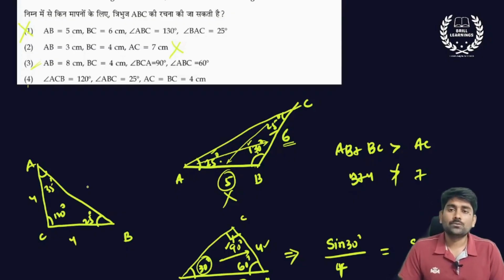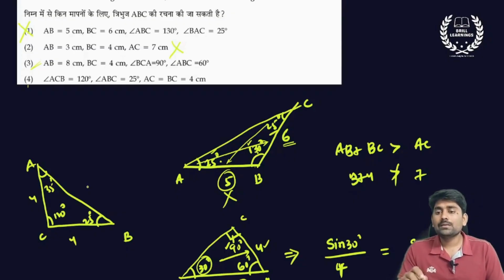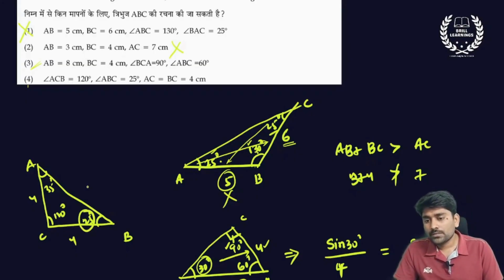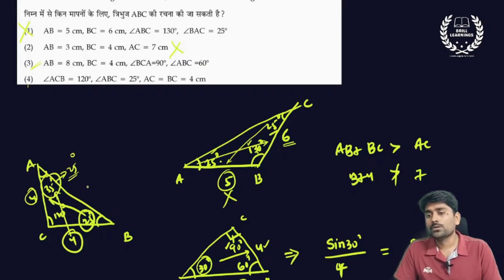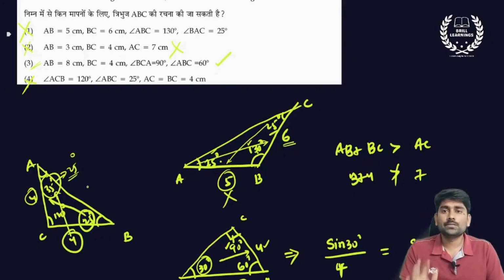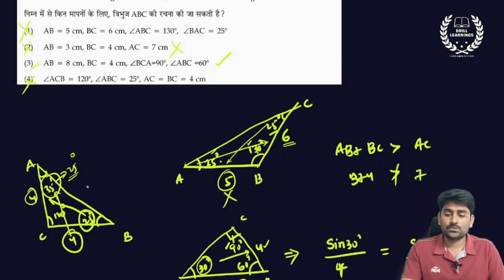What I have told you just now: for any triangle, the angles are in proportion to their sides. Here it is 25 degrees, and opposite to this we have 4, right? Here also we have 4. That means the angle here should be 25 instead of 35, which is a wrong statement. So first, second and fourth are wrong. With the help of the third statement, we can construct a triangle. Let's move to the next question.